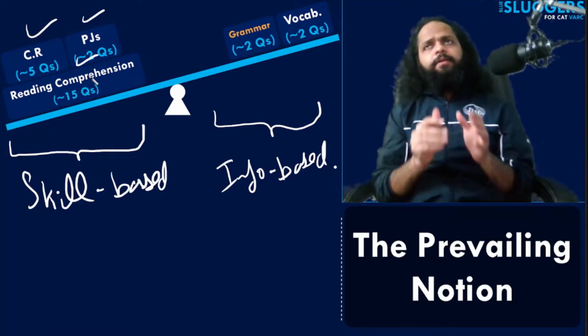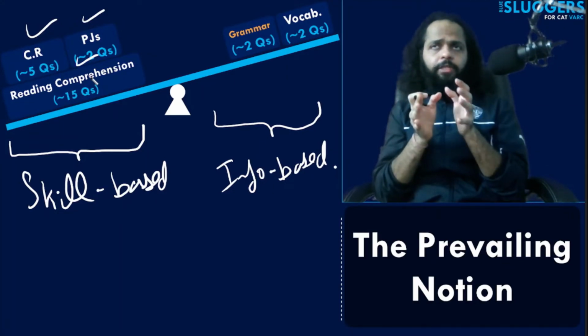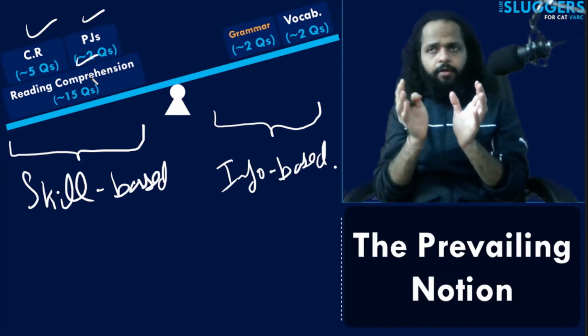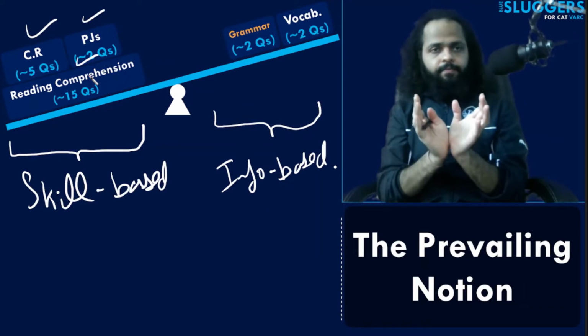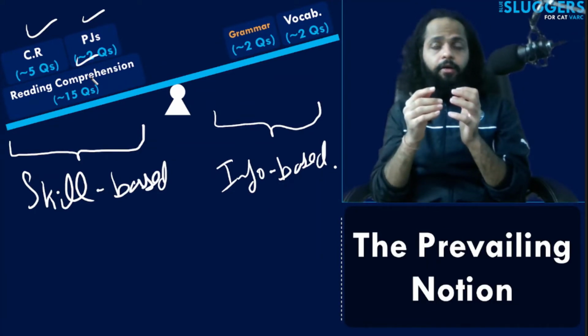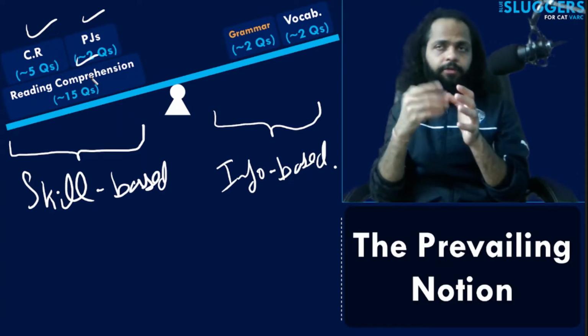Skill based question types are, guys, the question types where the number of parameters and factors that you need to work on, and the knowledge domain that you need to work on, is limited. And if you work on them, if you ensure that your skill so far as those parameters and factors are concerned is on point, it will reflect in your performance.